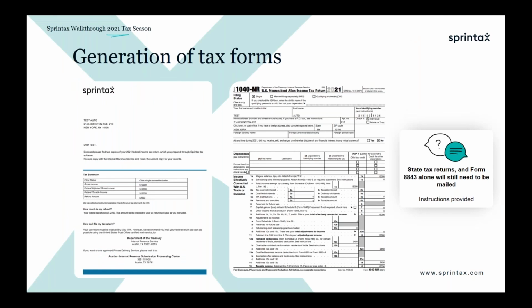On the state tax return side, these will also still need to be mailed. Again, we'll give you a detailed instructions tax pack on how to go about mailing them and what address to send them to, as well as if you just need to file Form 8843 on its own, this will also still need to be mailed. But again, you'll be given detailed instructions on exactly how to go about filing your returns.